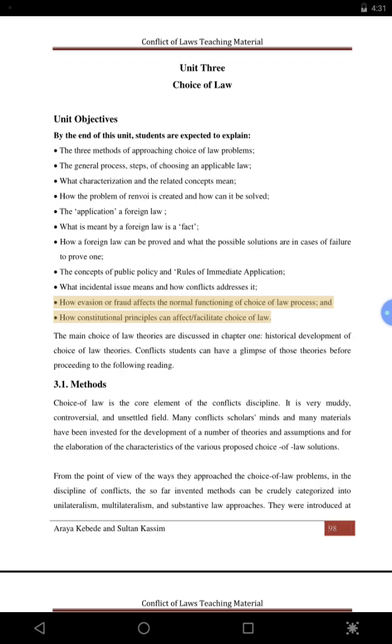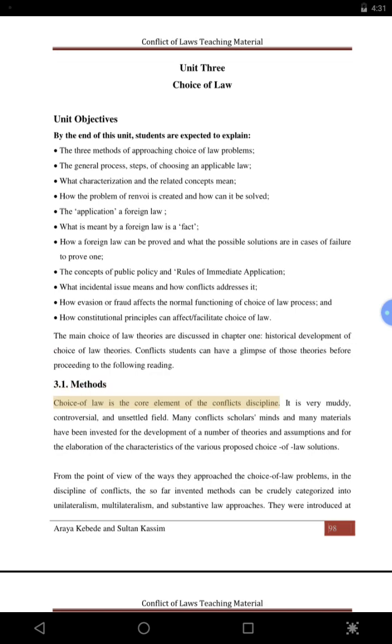How evasion or fraud affects the normal functioning of the choice of law process, and how constitutional principles can facilitate choice of law. The main choice of law theories are discussed in Chapter 1, Historical Development of Choice of Law Theories. Conflict students can have a glimpse of those theories before proceeding to the following reading.